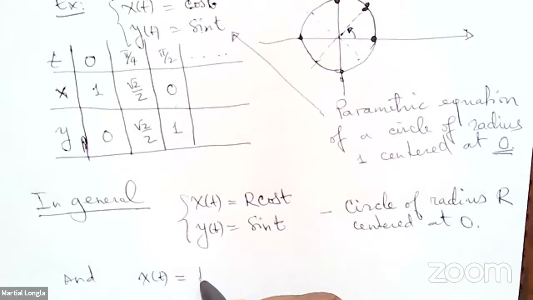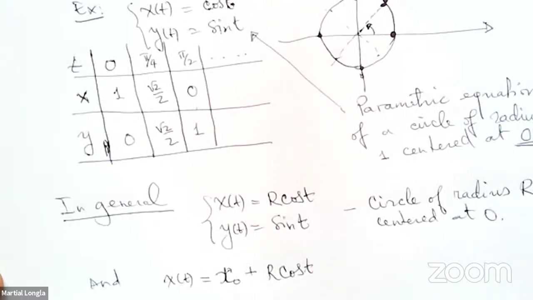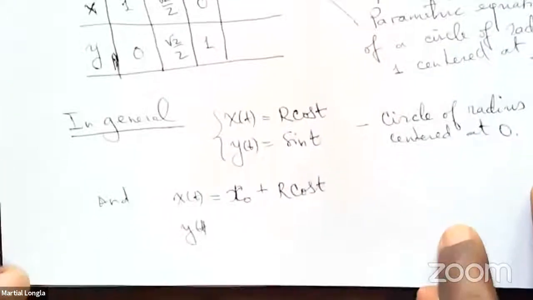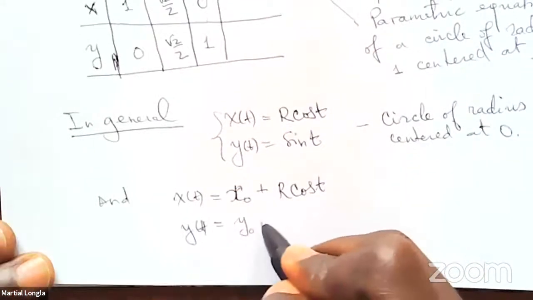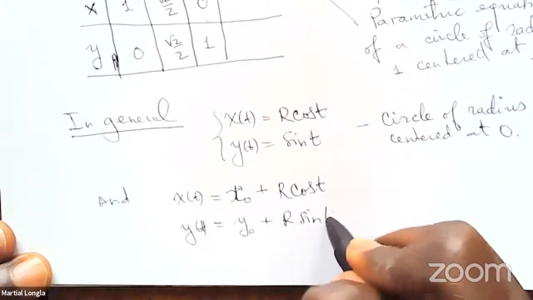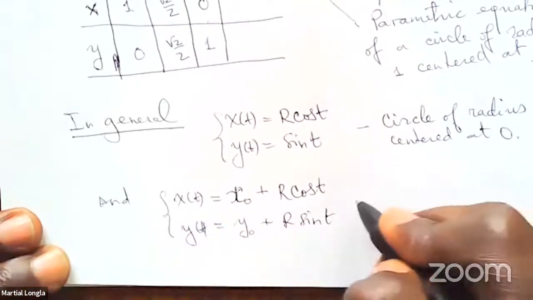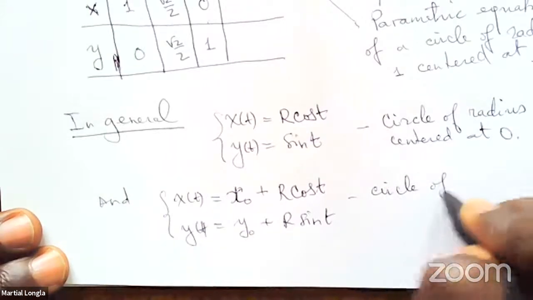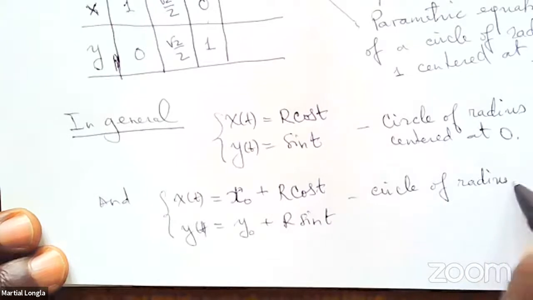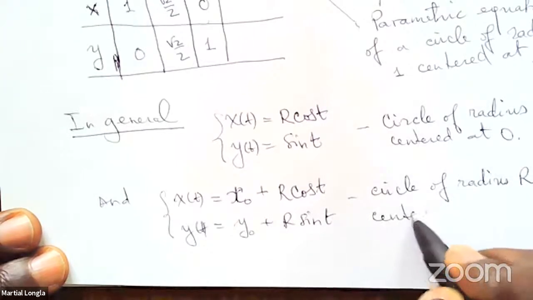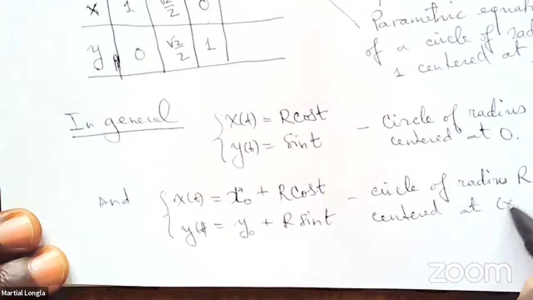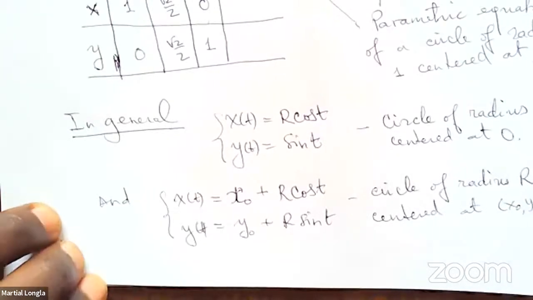And x of t equals x0 plus r cosine t and y of t equals y0 plus r sine of t. That will be a circle of radius r centered at the point of coordinates x0, y0.